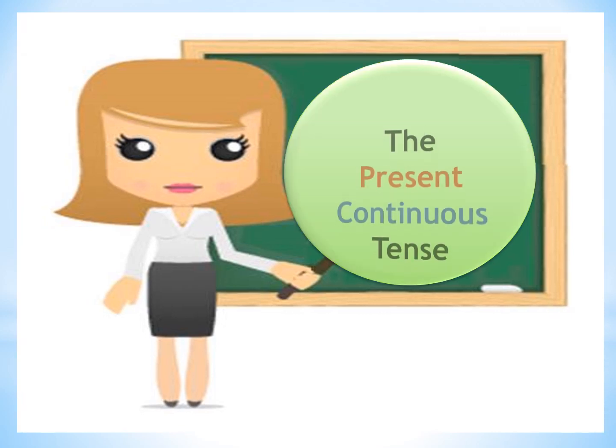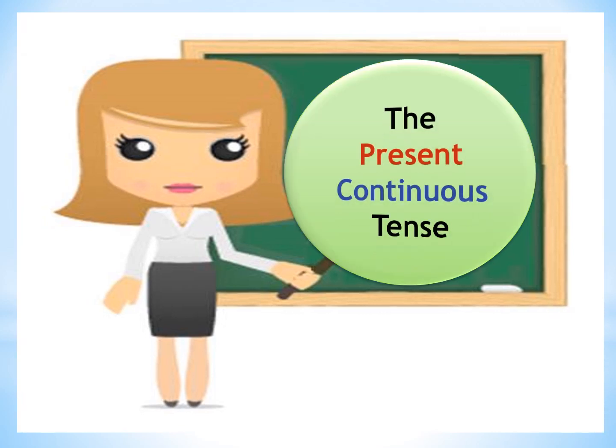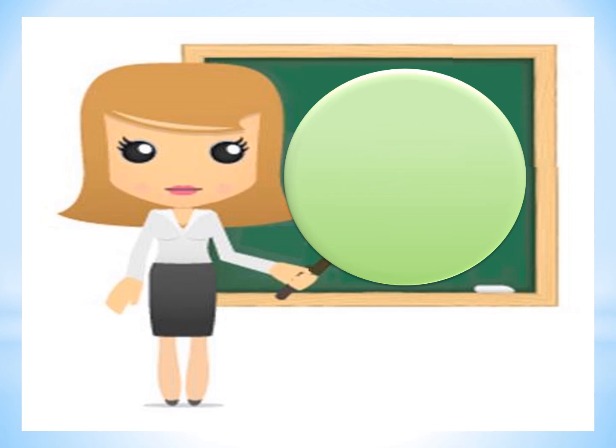Today we are going to study the present continuous tense, and as you can see here, the word present is written in red and the word continuous is written in blue. That's how we are going to see verb to be in the present and the main verb in the continuous form. Verb to be in the present will be written in red and the main verb will be written in blue throughout our whole presentation today.